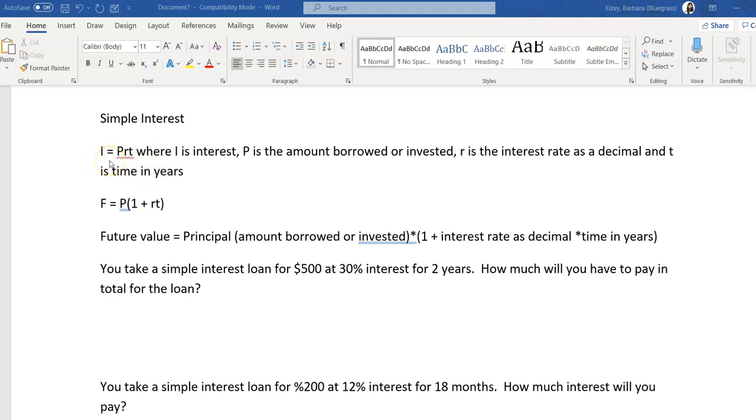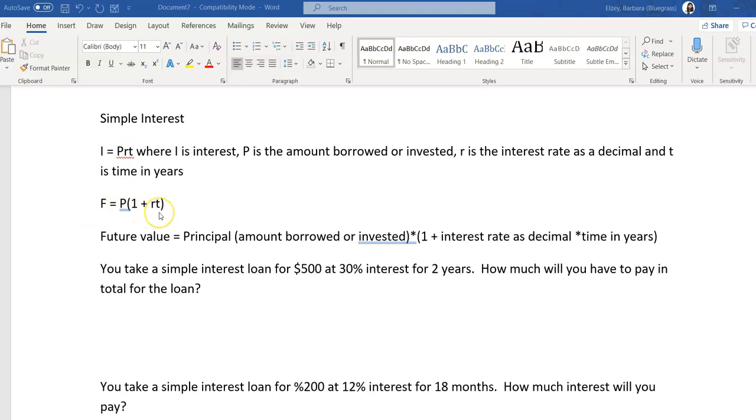The first one is our interest formula. The interest that we will pay on something if we have a simple interest loan is equal to P, the amount that we borrow or the amount we invest, times the interest rate, which is always listed as a decimal, times the time, and our time is always in years.